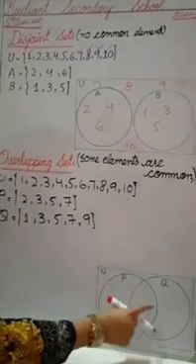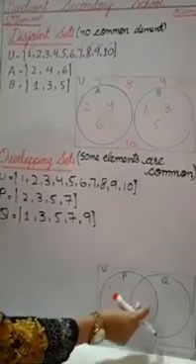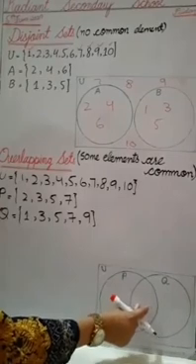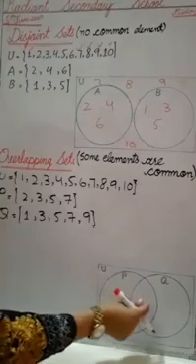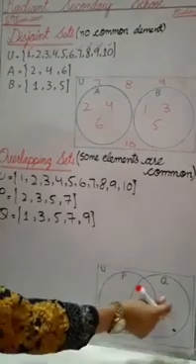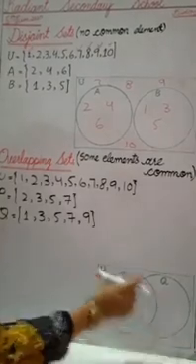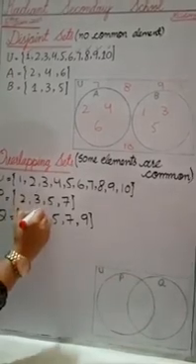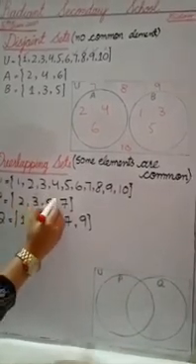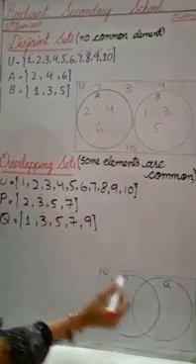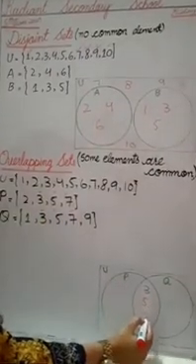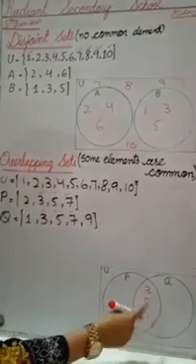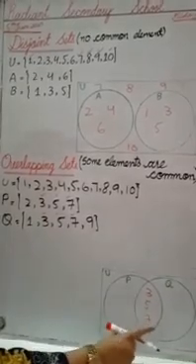Now this portion is very important. In this portion, we will write those elements of this overlapping set that are same in P and Q, that are common in P and Q. Like 3 and 3 are common, 5 and 5 are common, 7 and 7 are common. It means we will write here 3, 5 and 7. These are the elements that are same in both subsets.